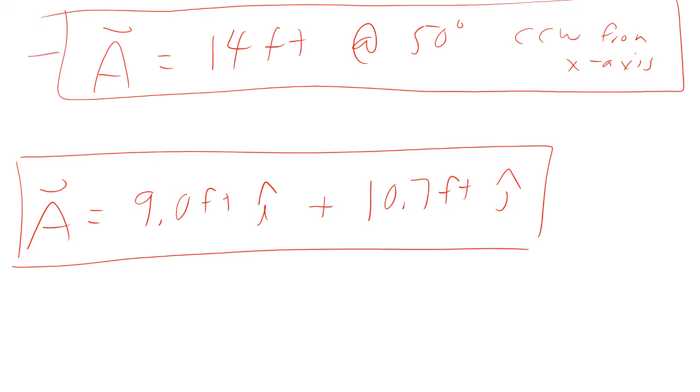Now, both of these are legitimate ways of writing vector A. The one at the top is magnitude and direction form. And on the bottom, this is component form. So we have found the components of the vector. Now, resolving components is one of the things you're going to be doing in lab. In lab, you'll be given a vector, and you want to find the x part and the y part.